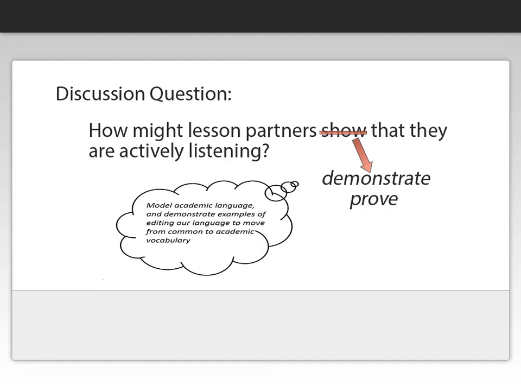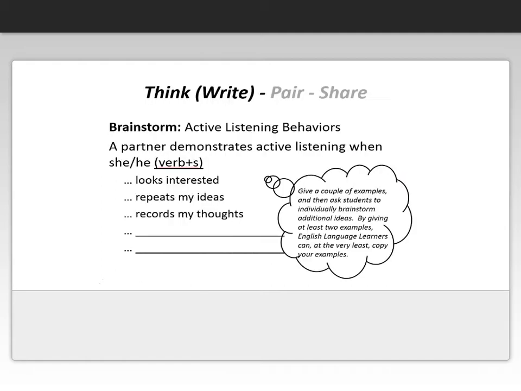In the Think, Pair, Share sequence, students should take some time to write ideas that are evidence of their thinking before they share. In this slide, let's brainstorm some active listening behaviors. A partner demonstrates active listening when he or she looks interested. A partner demonstrates active listening when he or she repeats my ideas.